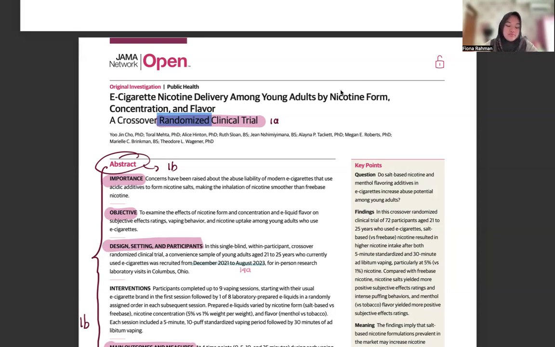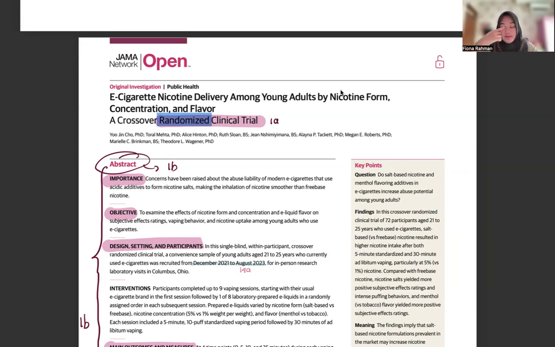Okay, as we may know, a randomized controlled trial, or RCT, is the gold standard study design that's used to evaluate the safety and effectiveness of healthcare interventions. Today, I'm going to read an RCT article entitled "E-cigarette nicotine delivery among young adults by nicotine form, concentration, and flavor: a randomized controlled trial," using the CONSORT checklist 2010.